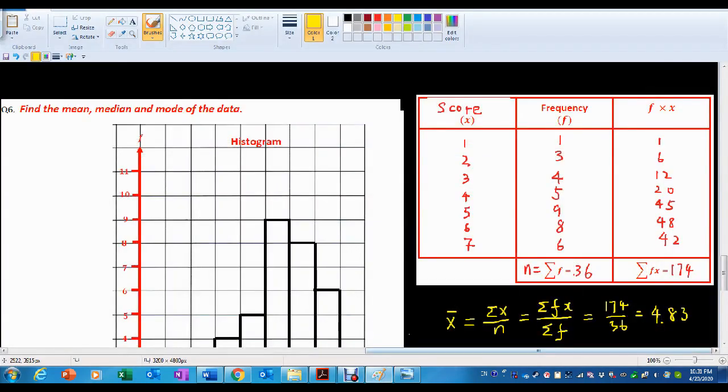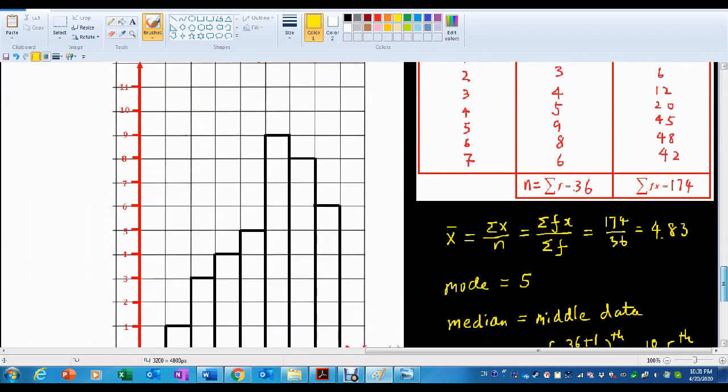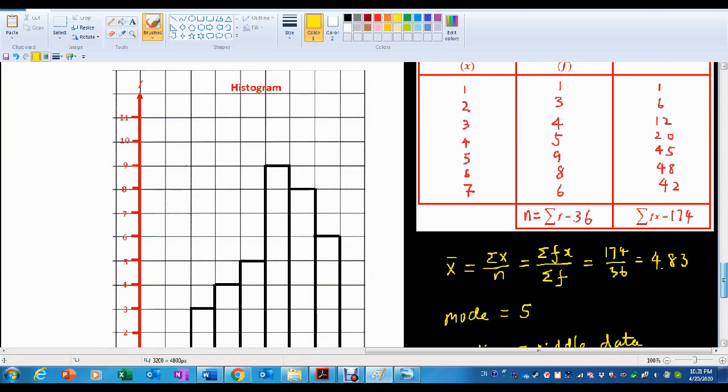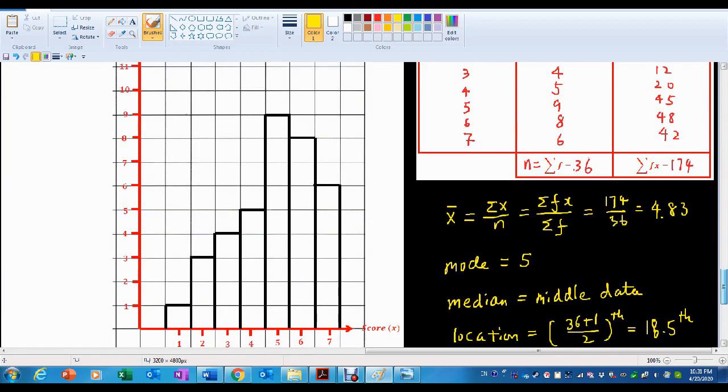Okay, so if you've got your answer, let's check. So here's the table. So you need that table, and after you got the table, remember to add all the frequencies, all the fx. All right, and then you got the mean and you got the mode, which is quite easy. Right, mode should be 5. Okay, and median would be more difficult.